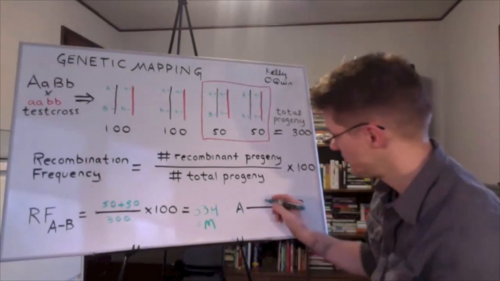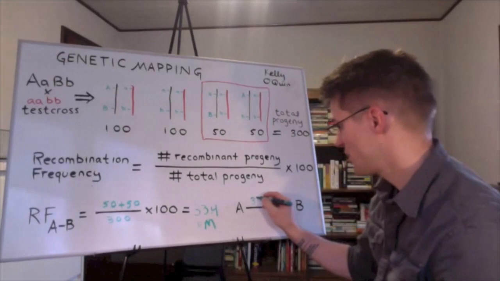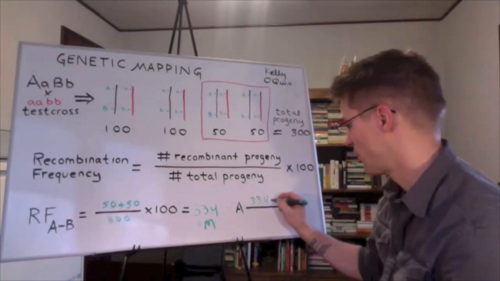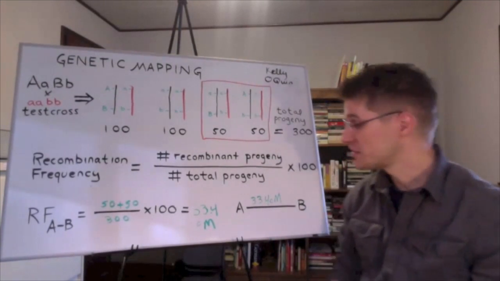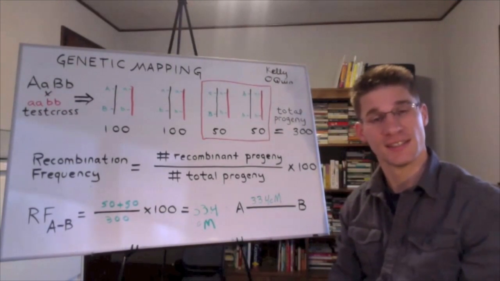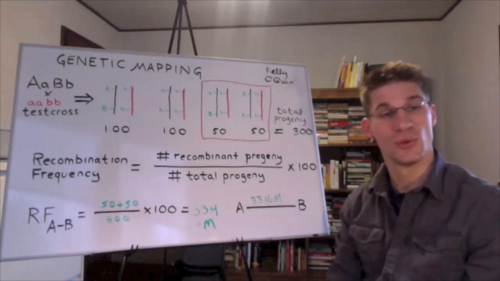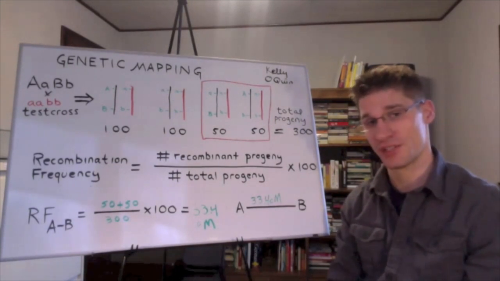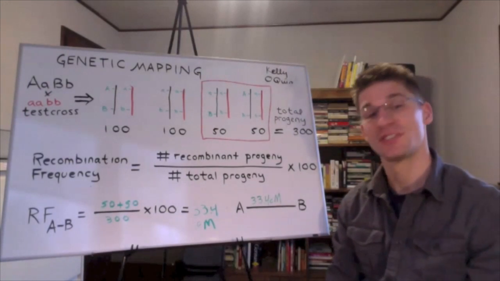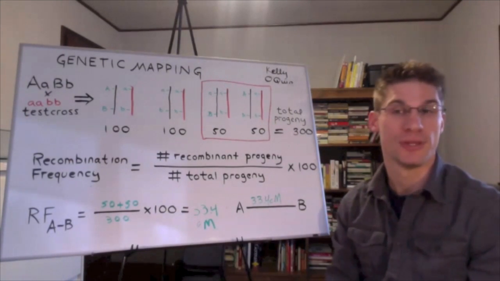And so then we can fill that in our map. A to B is 33.4 centimorgans. Now, a centimorgan is the unit of genetic distance. 1 centimorgan equals 1% recombination, or 1% recombination frequency. Sometimes this is also called 1 map unit.